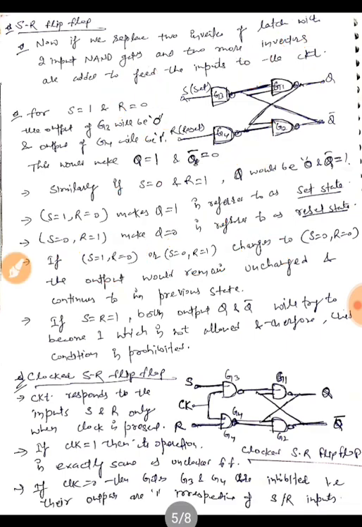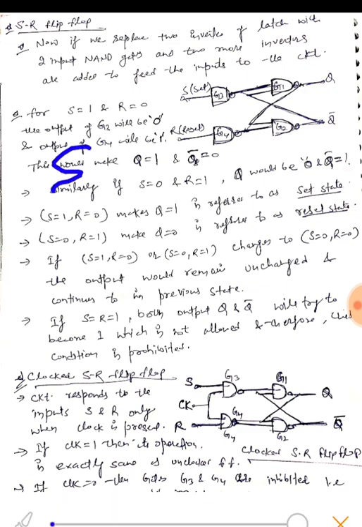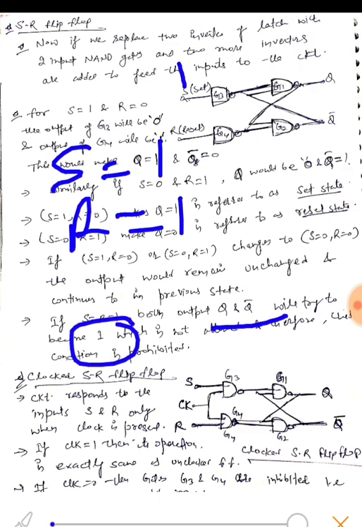And if we provide both the inputs S is equal to 1 and R is equal to 1, what would happen? The Q and Q bar both will try to become 1. If I give both inputs 1, then Q will be 1 and Q bar will also try to be 1, which is not possible as Q and Q bar are complements of each other. So this state is not possible. So this condition is prohibited in the SR flip-flop.